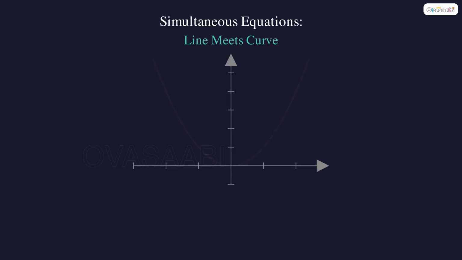Imagine throwing a straight stick through a curved hoop. Where do they cross? Today we learn how a straight line and a curve can meet, and how to find exactly where.